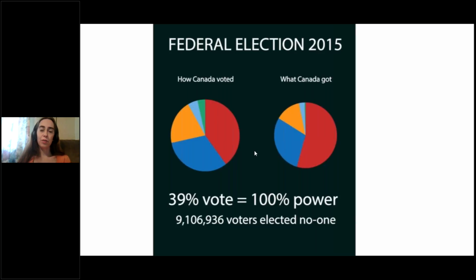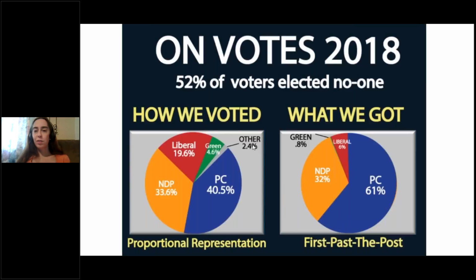And same here in 2015, when the Liberals got almost exactly the same percentage of the popular vote as the Conservatives had before them. And again, 39% of the vote gave them 100% of the power for 4 years. And here's our new example from last week, where the Ford Conservatives got 40.5% of the vote, but that gave them 61% of the seats.